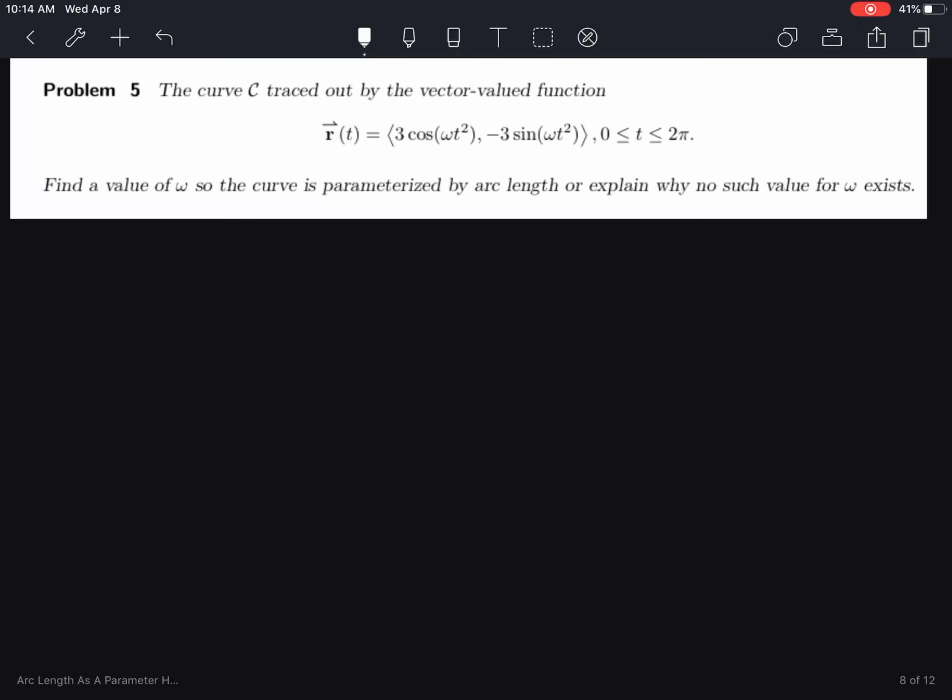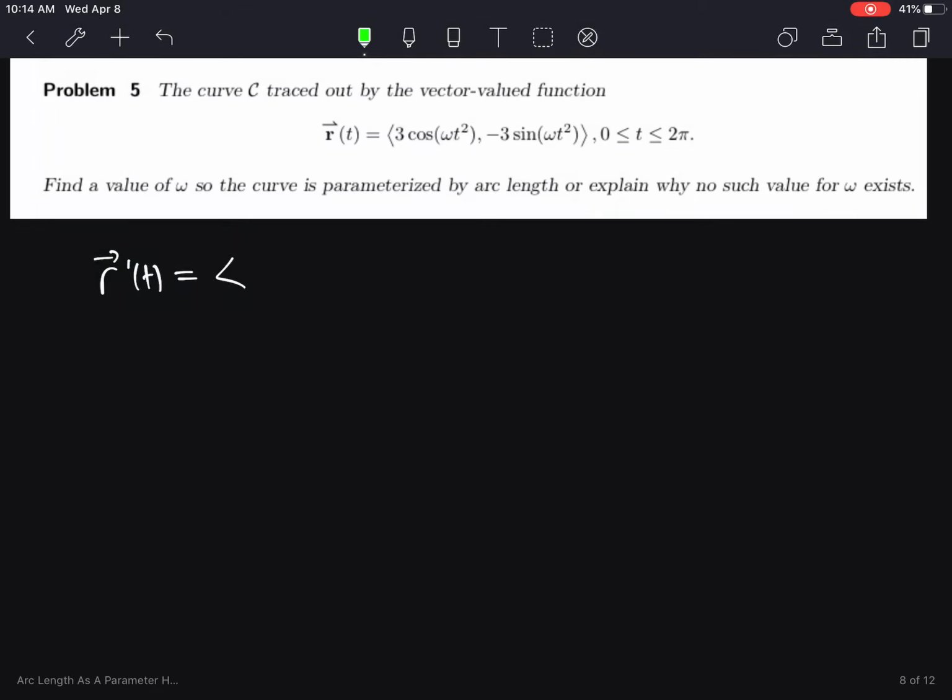Okay, so a curve is parameterized by arc length if and only if the magnitude of its derivative is equal to 1 for all t. Okay, so now let's find this. We need to find the derivative of this vector valued function. That means we are going to take the derivative of each coordinate.